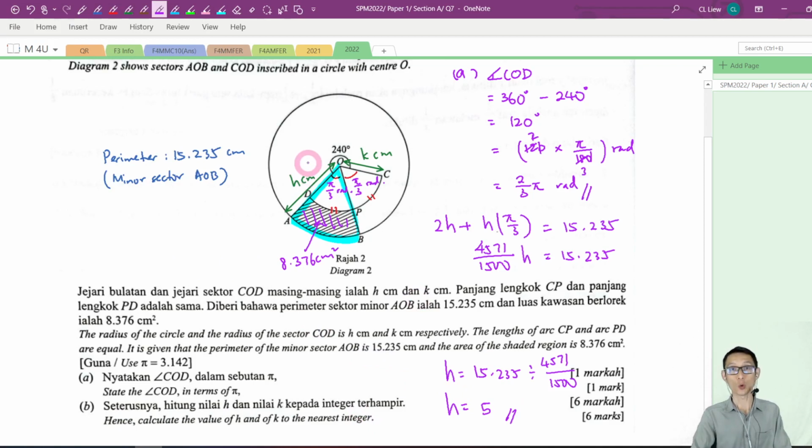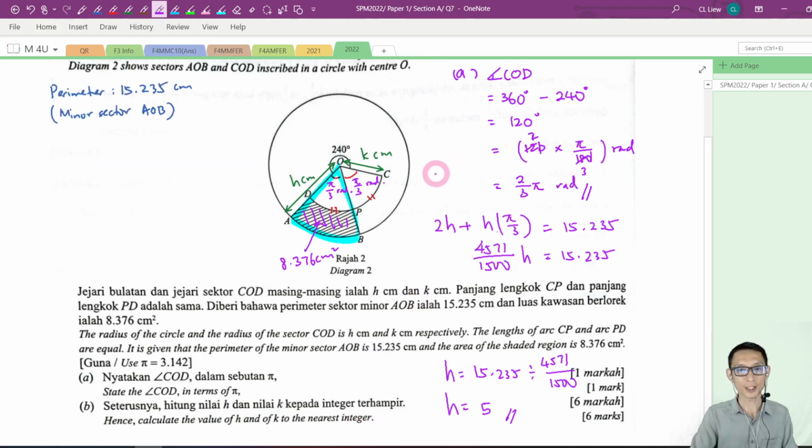Okay, now let's go to k. Given by the question, the area of the shaded region here is 8.376. So how do we get the area here? We find the area of the larger sector minus the area of the smaller sector, then we'll be able to get this area. So we are going to use this to help us form an equation. How do we get the area of this larger sector? 1 over 2 r squared theta, right? The theta must be in radian. 1 over 2 h squared, since we know h is equal to 5.